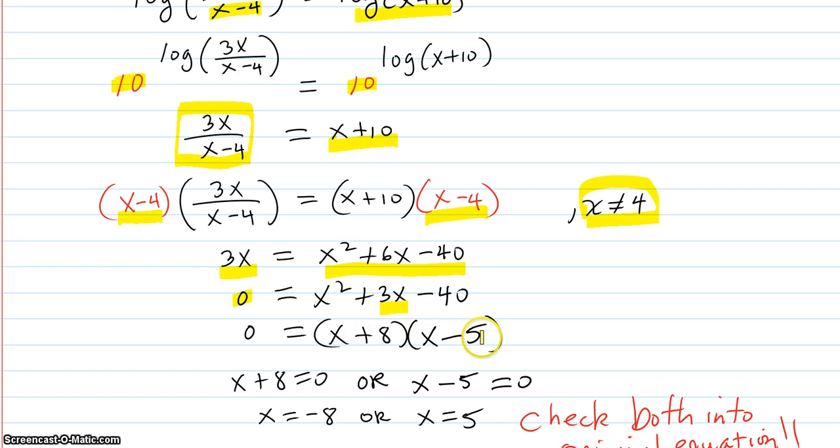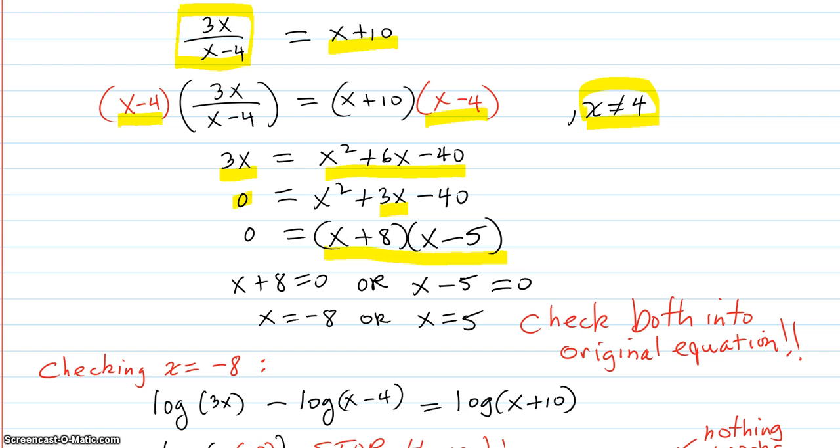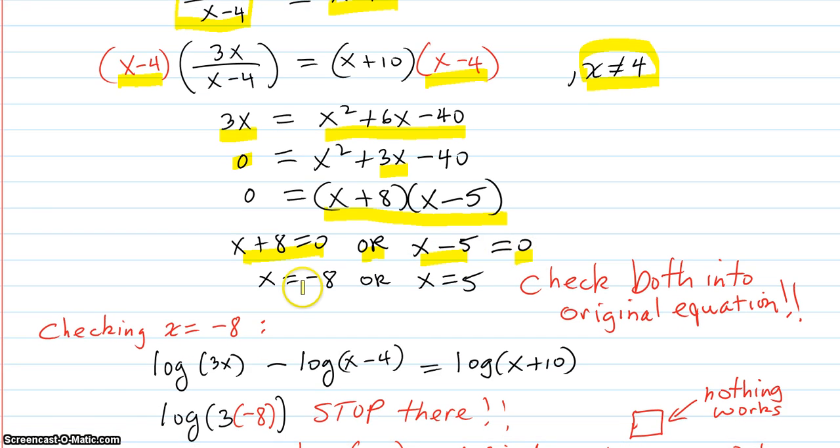Then you're going to factor this trinomial or use the quadratic formula. This one factors like this. And then use the zero factor principle. X plus 8 has got to be 0, or x minus 5 has got to be 0. So x equals negative 8 or x equals 5, but you got to check both in the original equation.